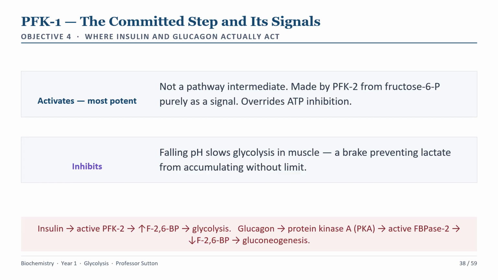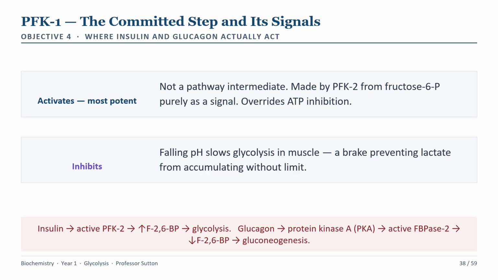Hydrogen ion inhibits. Falling pH slows glycolysis in muscle, which is a brake preventing lactate from accumulating without limit. And fructose 2,6-bisphosphate activates, the most potent activator of the enzyme and the one that overrides ATP inhibition. Now, fructose 2,6-bisphosphate deserves its own place because it's arguably the single most testable molecule in this subject.